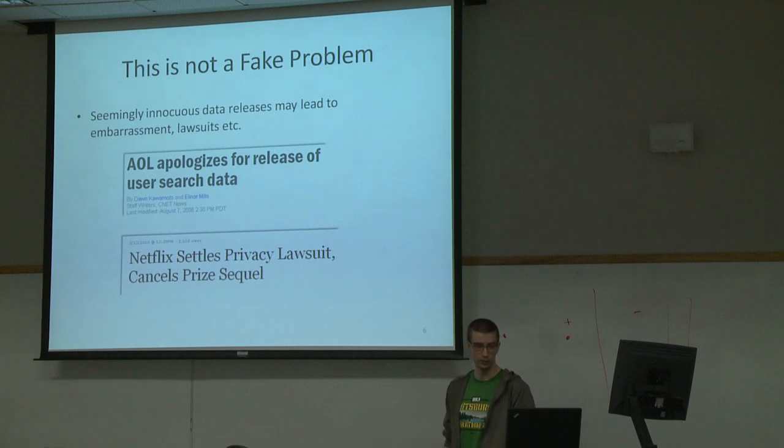A couple of years ago, Netflix ran a competition where the idea was to build a really good recommender system. And part of the data release was a giant matrix where rows corresponded to individuals and columns corresponded to movies, and the entries were the rating the person gave a movie.